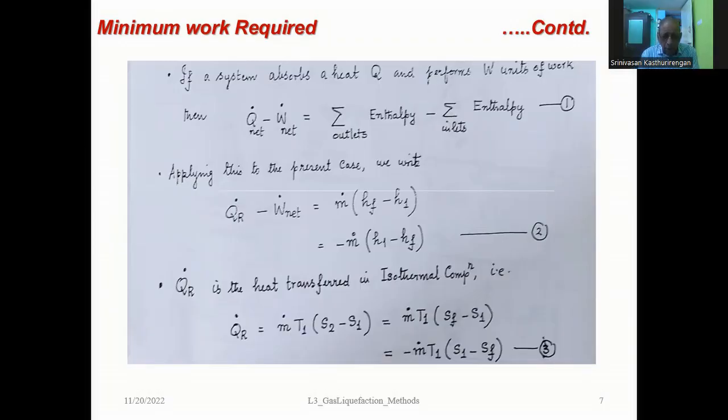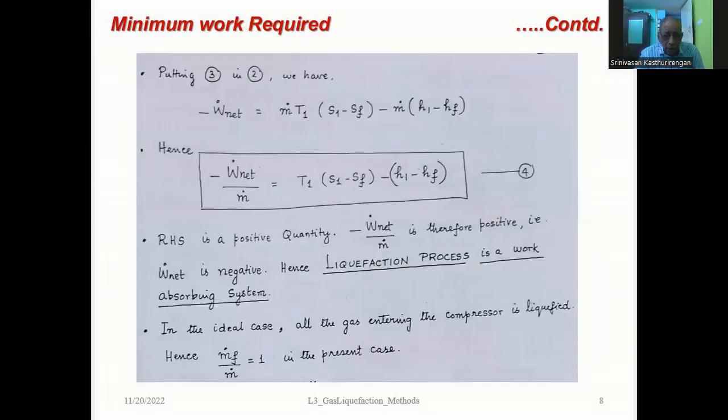But since we know very well S1 is greater than SF, we write it as minus M dot T1 into S1 minus SF. Okay, so we now have an expression for QR dot, minus W dot net. We have got an expression, and also an expression for QR dot we have been able to get. Now we substitute the expression for QR dot in the previous equation number 2.